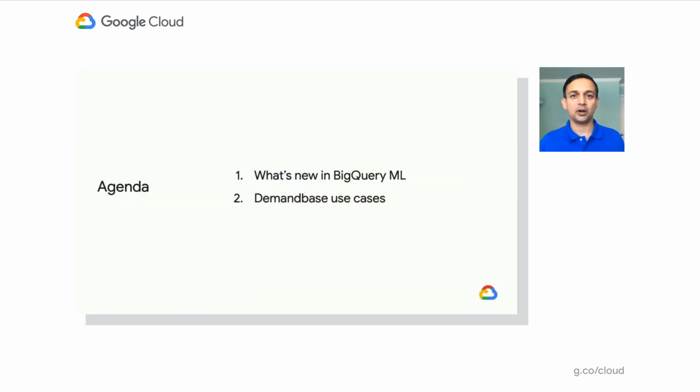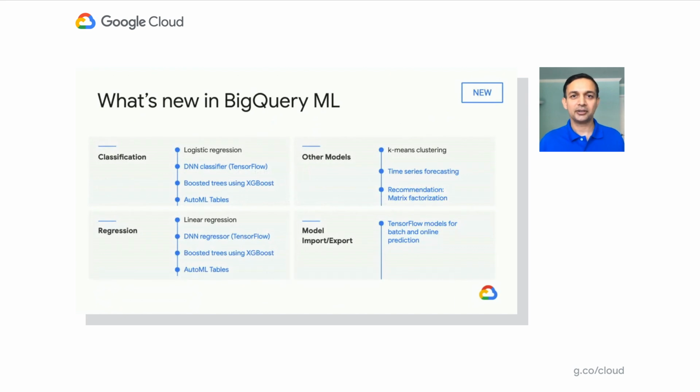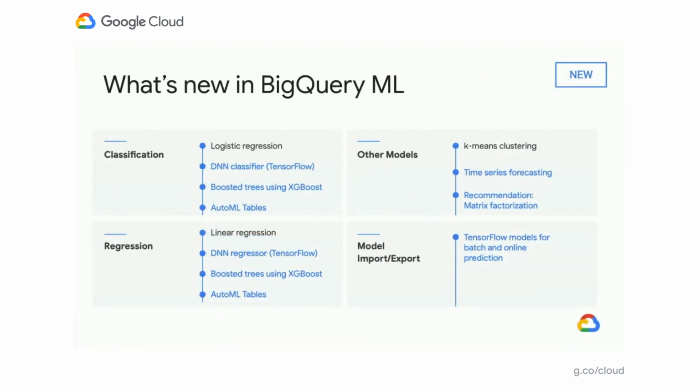We'll start with talking about what's new, and then Eric would talk about Demandbase use cases with BigQuery ML. To summarize, we have added new types of models to BigQuery ML to help you create many more machine learning models to address most of the use cases that you would have for machine learning in BigQuery. Specifically, for classification and regression models, we have added the support for creation of boosted trees using XGBoost, deep neural networks using TensorFlow, and AutoML Tables.